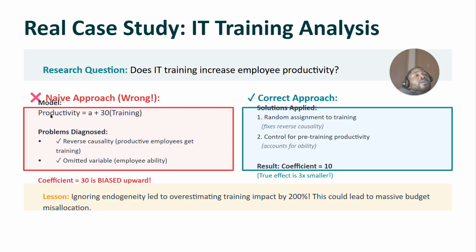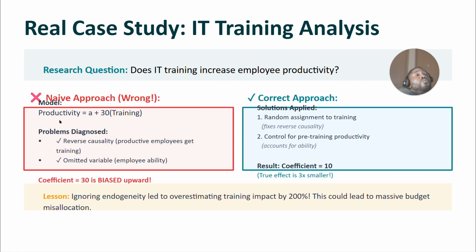Which means that y, the dependent variable, might be causing the training, because productive employees get training, not the training, the independent variable, causing productivity. So we have a reverse causality case here.